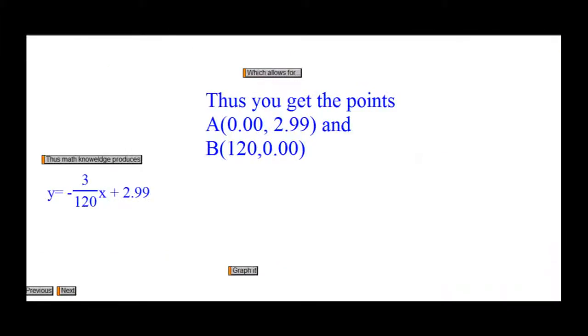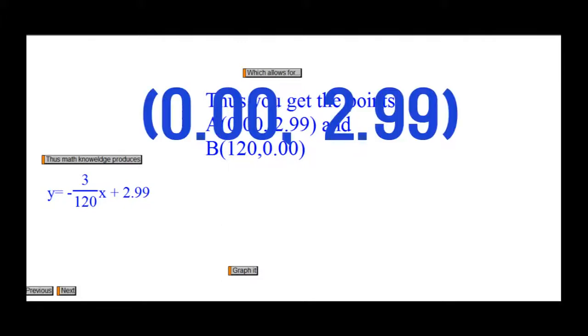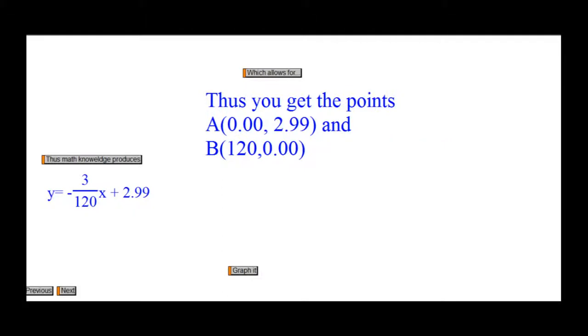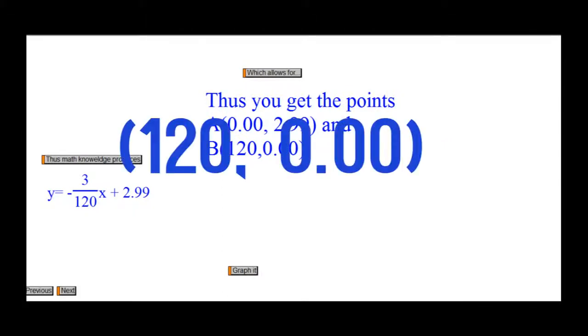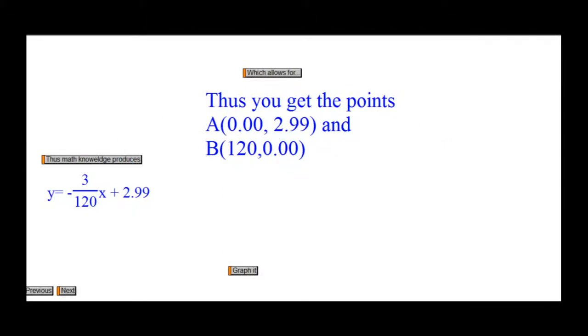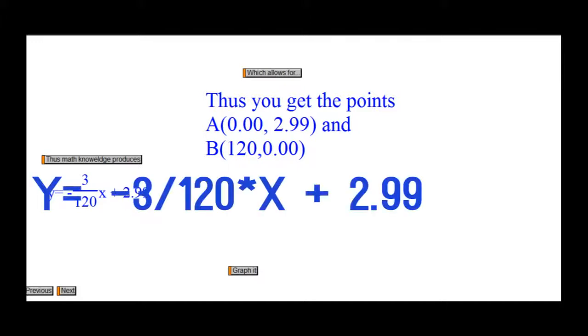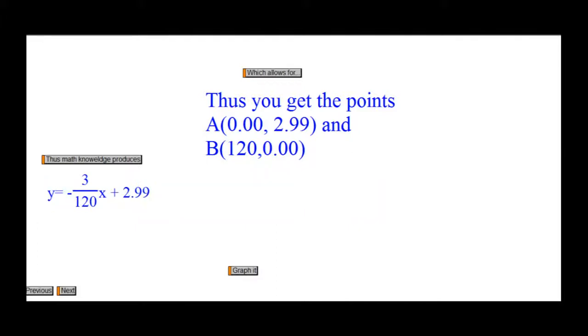Okay, so this is what we know. The velocity that you had when the police officer flashed his lights was 2.99 meters per second, and you noticed it took you 2 minutes to pull over. Thus you can get 2 points. Point A, which is (0, 2.99), and point B, which is (120, 0). Using your math skills, you find the equation of your velocity, which is y equals negative 3/120 x plus 2.99.